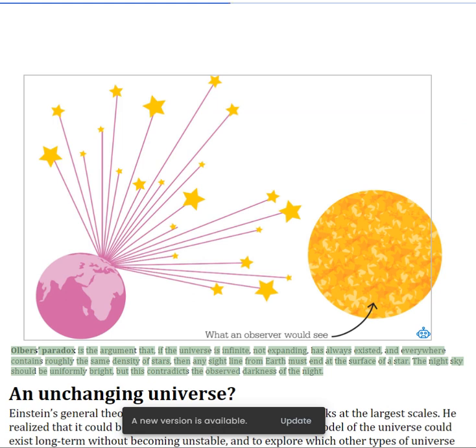Olbers' paradox is the argument that, if the universe is infinite, not expanding, has always existed, and everywhere contains roughly the same density of stars, then any sight line from Earth must end at the surface of a star. The night sky should be uniformly bright, but this contradicts the observed darkness of the night.